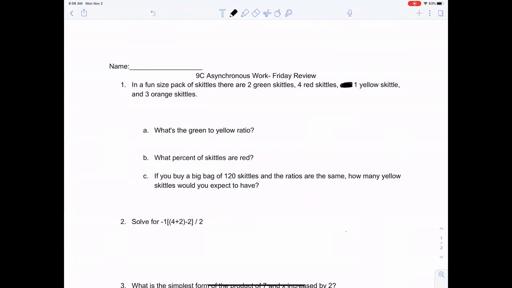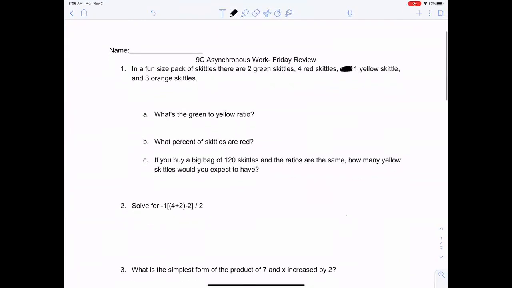All right. So today for Fridays, since we didn't have class the second half of the week, we're gonna do some review. So this is gonna be anything from the first 2 weeks of the unit and a little more extra practice.